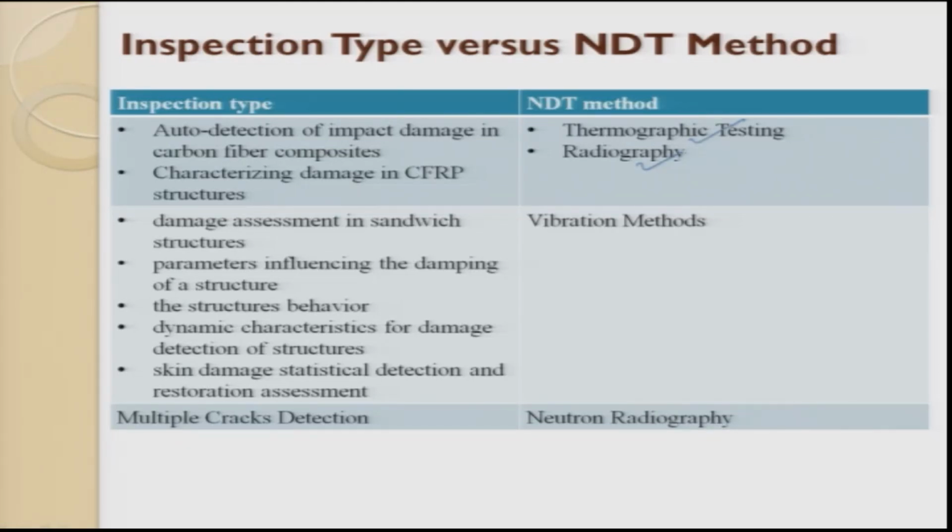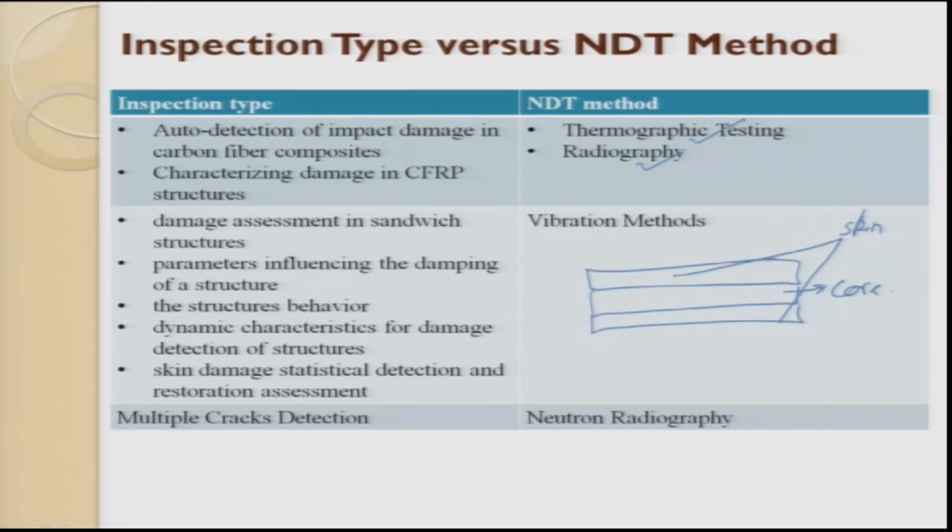There are other tests wherein vibration is used. Damage assessment in sandwich structure. What are sandwich structures? Sandwich structure means you will have a skin, you will have a core, then you will have a skin. So, these two are skin, which can be of any composite material. This is the core, of a lighter weight material. Basically, this tries to mimic the analogy of the I-beam which is used in normal structures. They take the tensile load and compressive load, and this is giving you the spacing.